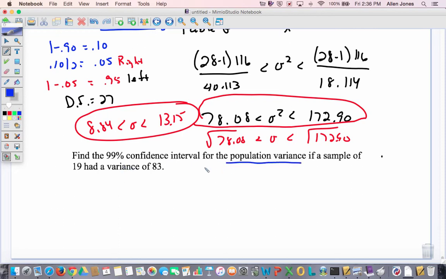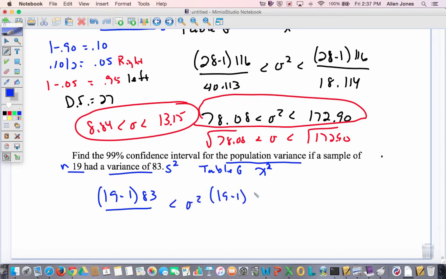Okay, again, find the 99% confidence interval for the population variance. Population variance, Table G, or our chi-square score. If a sample of 19 had a variance of 83. So there's our variance, or S squared, and there's our sample size, or our N. So we have 19 minus 1 times 83 over a number for our variance, 19 minus 1 times 83 over a number. And over here to the side, we'll find out what columns to use.